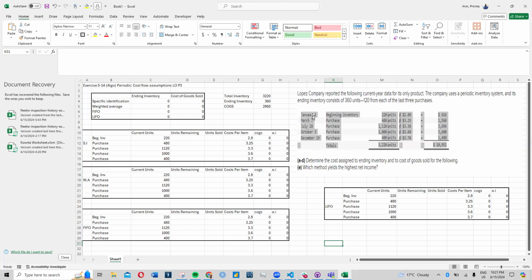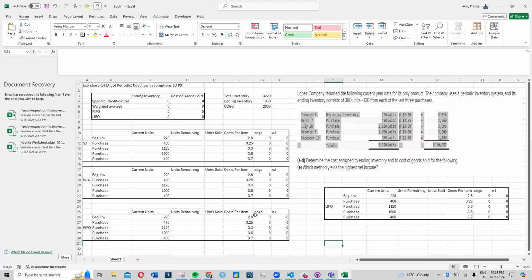FIFO, you first take from beginning inventory. Sorry, just not to confuse you. If you want to sell, you sell from January to March 7 to July 28 to October 3 to December 19. What I was talking about earlier on was actually last in, first out. Sorry, sometimes I just get confused too.